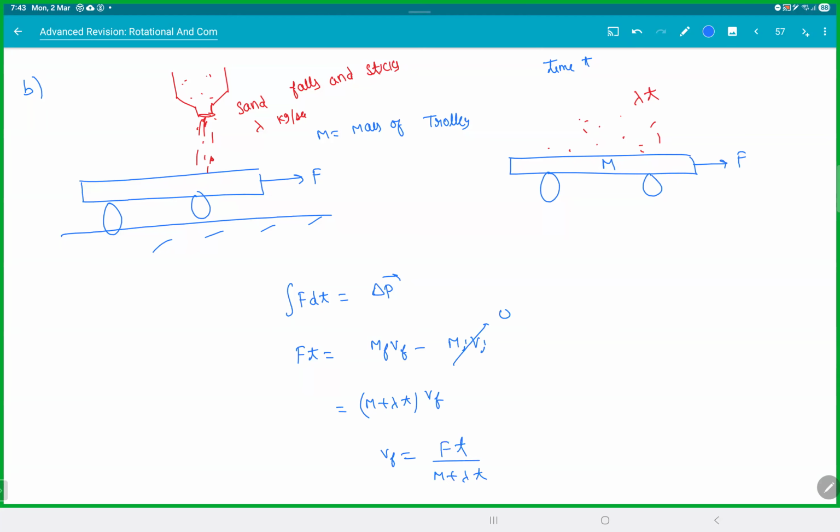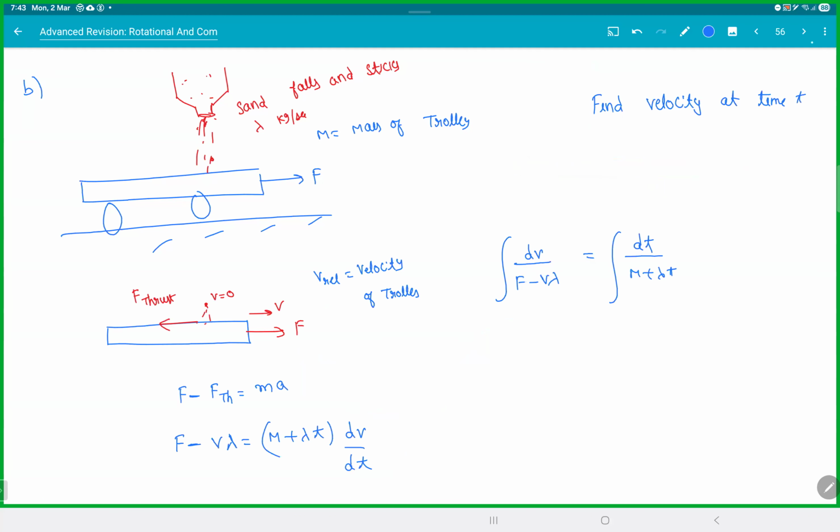Think about this. All the momentum this force F is giving is going only to the sand and the trolley, right? So force into time is the total change in momentum, and initially you're at rest, so that must be the total final momentum of the trolley plus the sand. You can integrate this to get your answer.